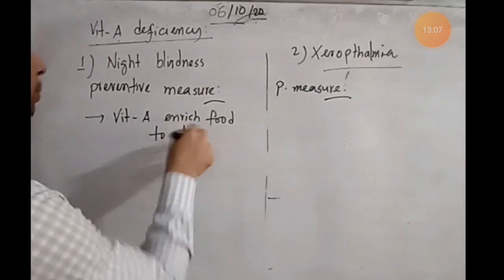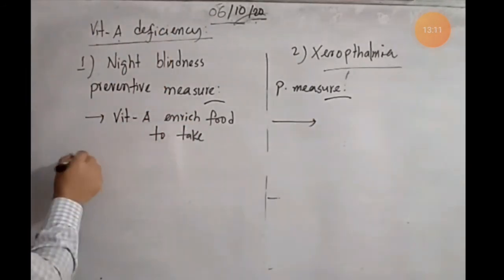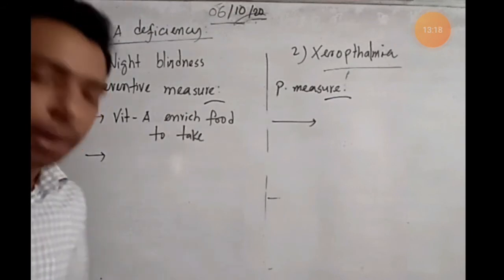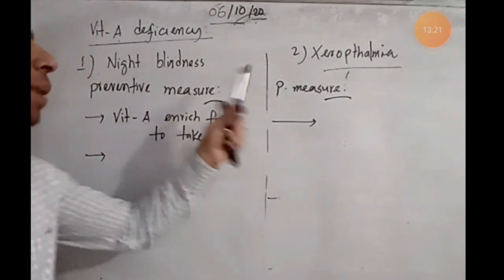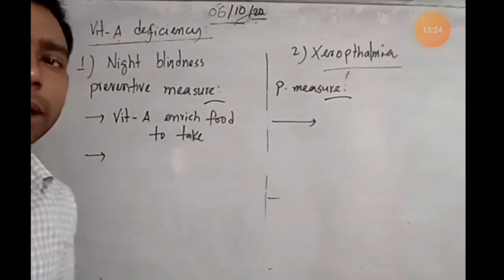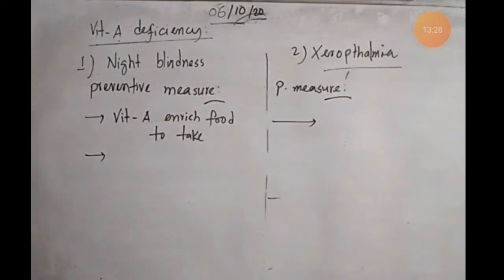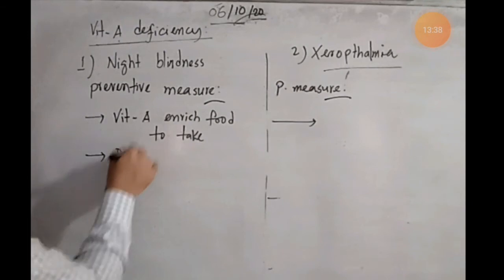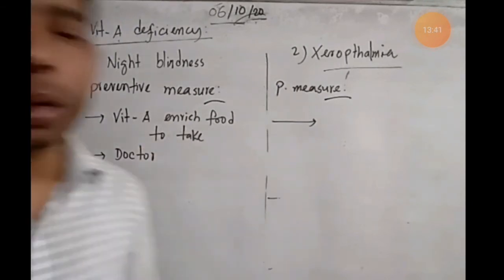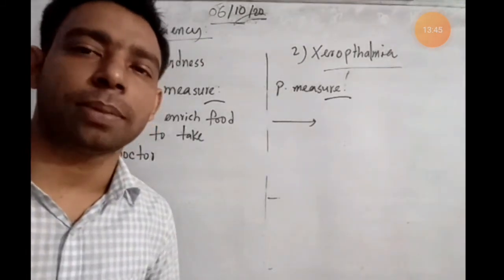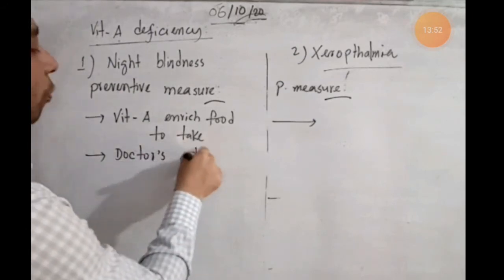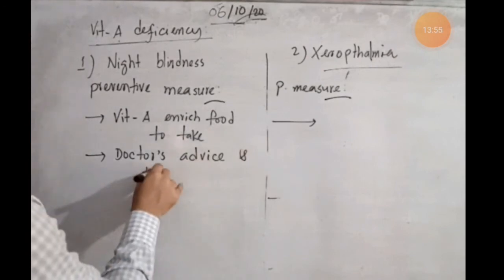Second one, preventive measure: if we try to understand, in the exam it can ask for any one of them, night blindness or xerophthalmia, for a specific measure. Second one, we can see here vitamin A enriched food, since this one, and later on doctor's advice and treatment. This one is common for any disease: when you go through a disease and write something, you can commonly write doctor's advice and treatment. Doctor's advice is common for all disease. Treatment is also needed. This is also the same here.